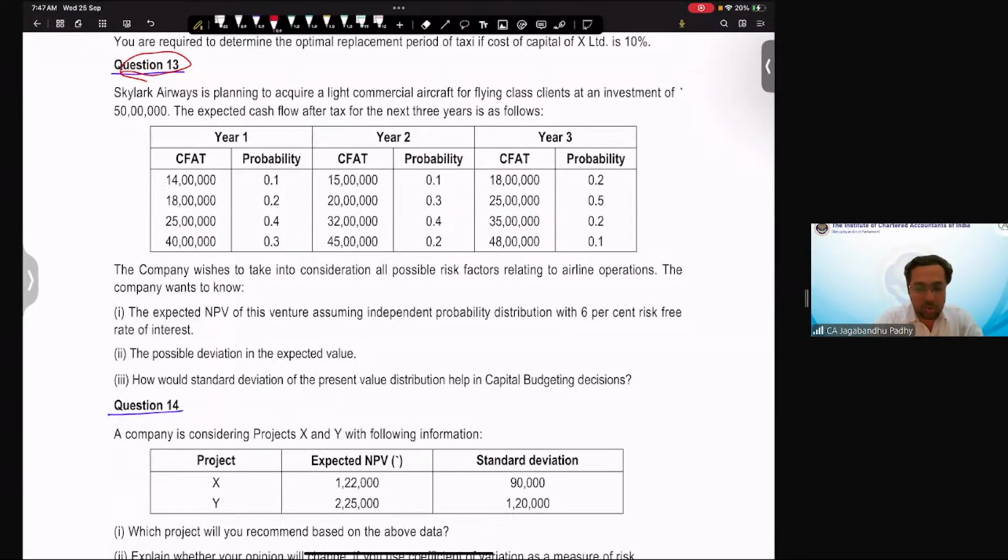Okay, so this question involves not only calculating the expected NPV, but also we want to know the value of the possible deviation, or the standard deviation number. We also need to get the expected cash flows, and then, of course, we are going to calculate the standard deviation also. Now, let's get started with this question, guys, with this data.